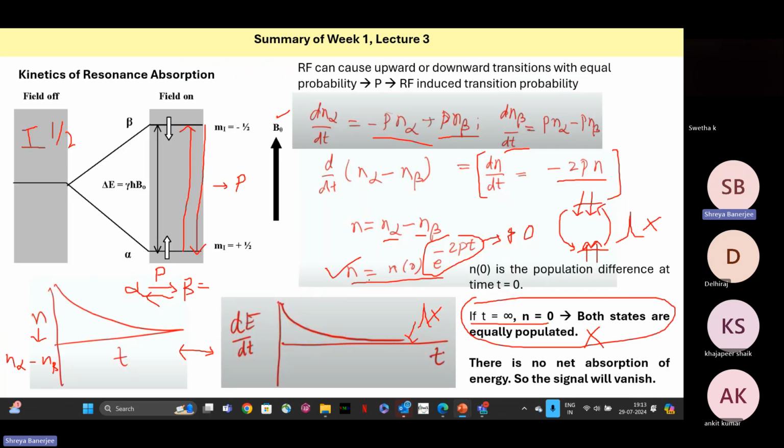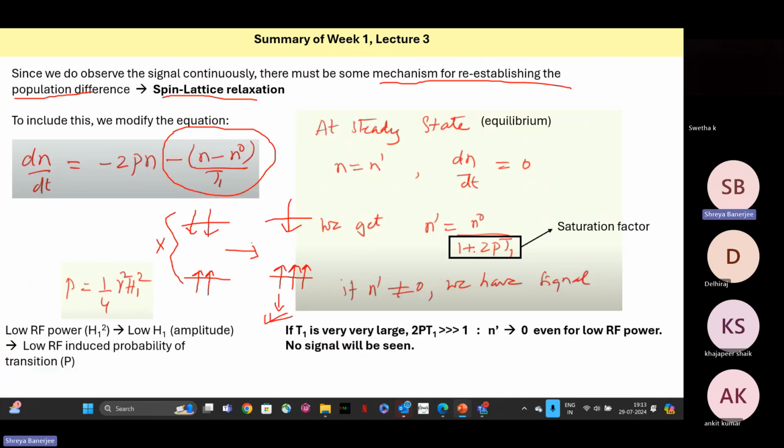So we got n equal to n0 e to the power minus 2pt. We have included an additional term, minus (n minus n0) by T1, where T1 is your spin lattice relaxation time. Now at equilibrium, we are representing the equilibrium population difference as n dash. At equilibrium means there is no change in the population. Equilibrium basically means all the properties of the system are constant and nothing is changing. So the population difference does not change with time at equilibrium.